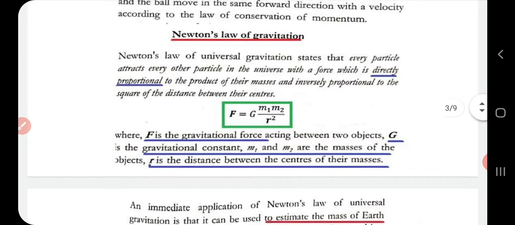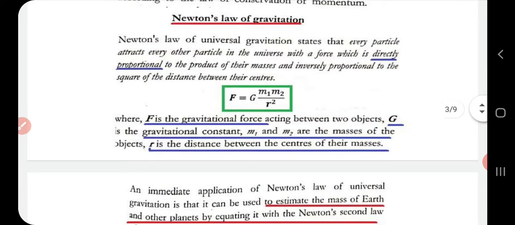Another important topic is Newton's law of gravitation. It states that every particle attracts every other particle in the universe with a force F, which is directly proportional to the product of their masses m1 and m2 and inversely proportional to the square of the distance between them. It is R. So study that definition and also the corresponding expression.